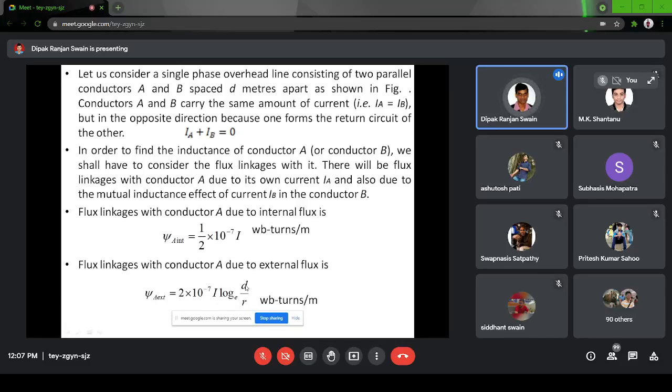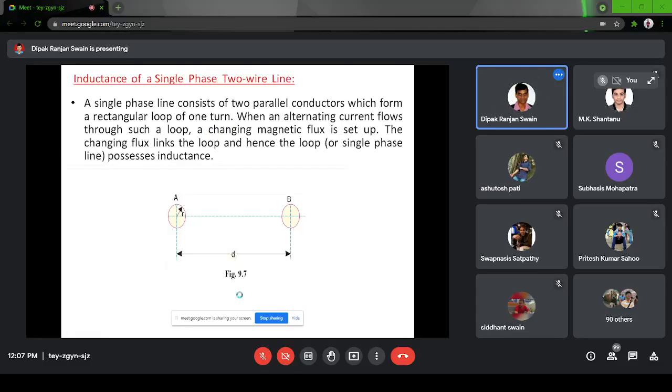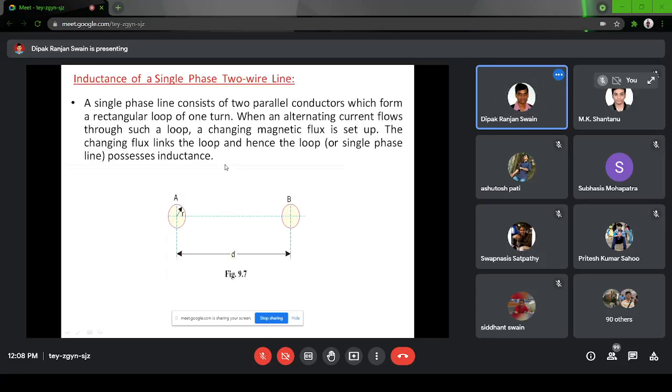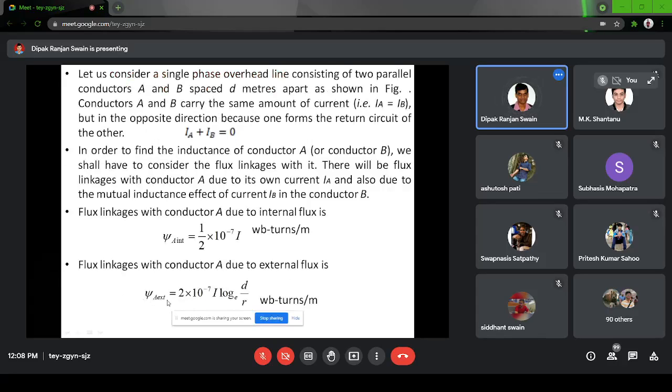Now the external flux linkage. The second conductor is at a distance of d, so the external flux linkage will be calculated from the surface of that conductor to a distance d. Therefore, in that particular integration, the starting point will be r and the end point will be d. So psi A external will be 2 pi 10 to the minus 7 I ln d by r.